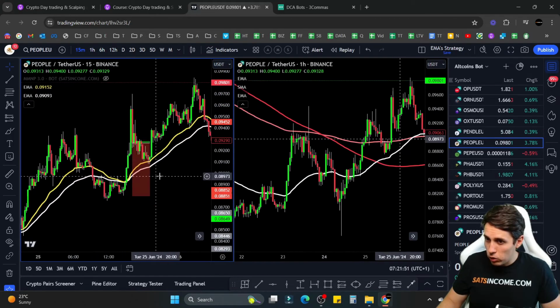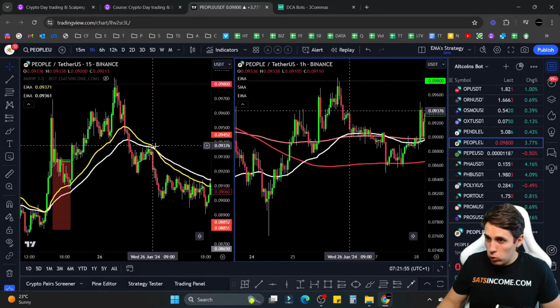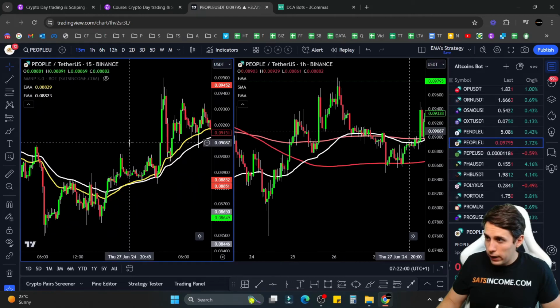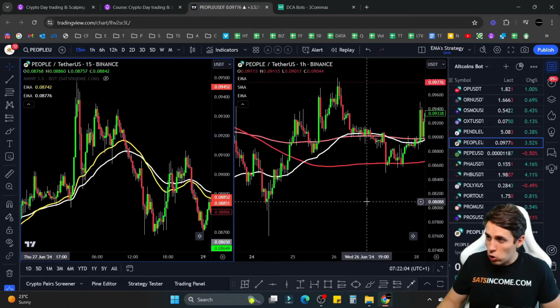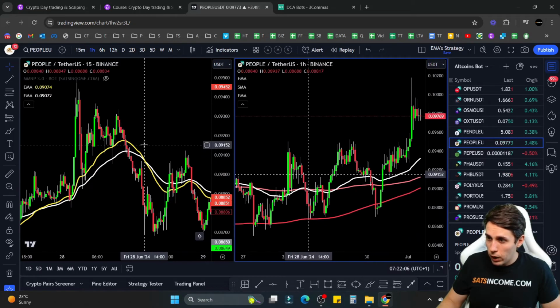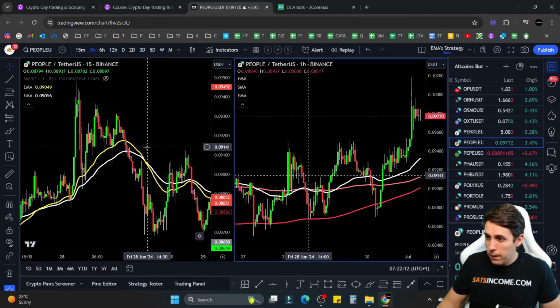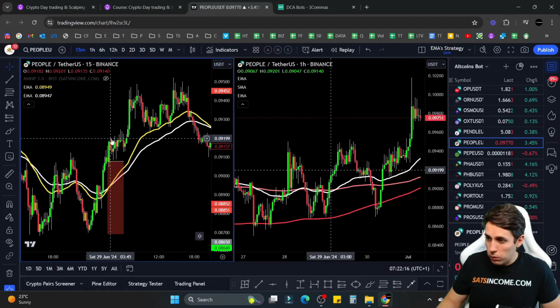Long trade, not a valid trade. Short trade, not a valid one because we are above the 200s, right? Long trade, not a valid one because we are in between the 200s. Short trade, not a valid one. We are in between the 200s. So too many criteria that are not met.